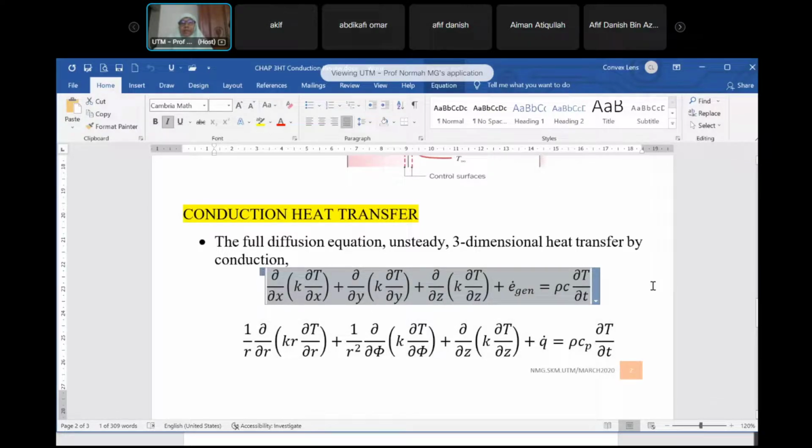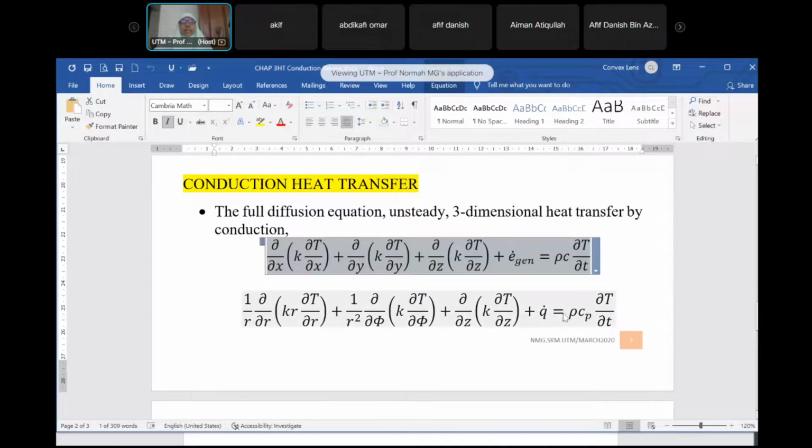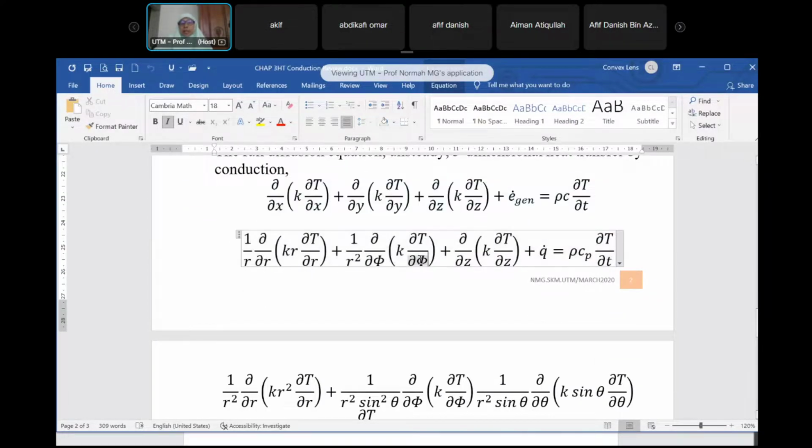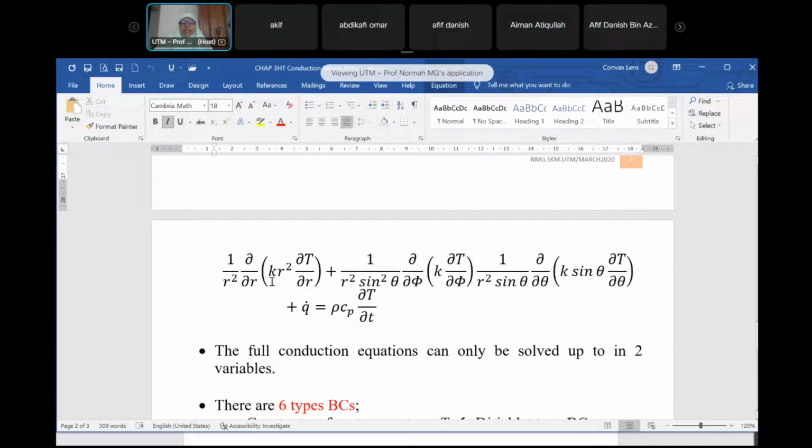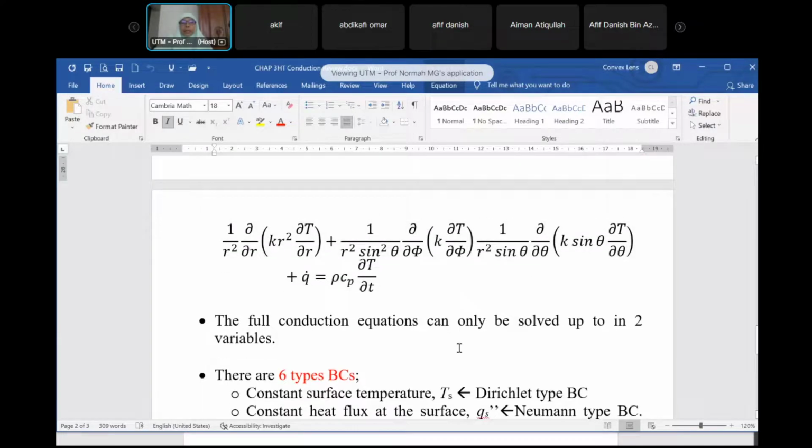So now, if you have it in cylindrical coordinates, or spherical coordinates, note the difference: the squares down there in the denominator. The full conduction equation can only be solved up to Q dot, in two variables. Yes.